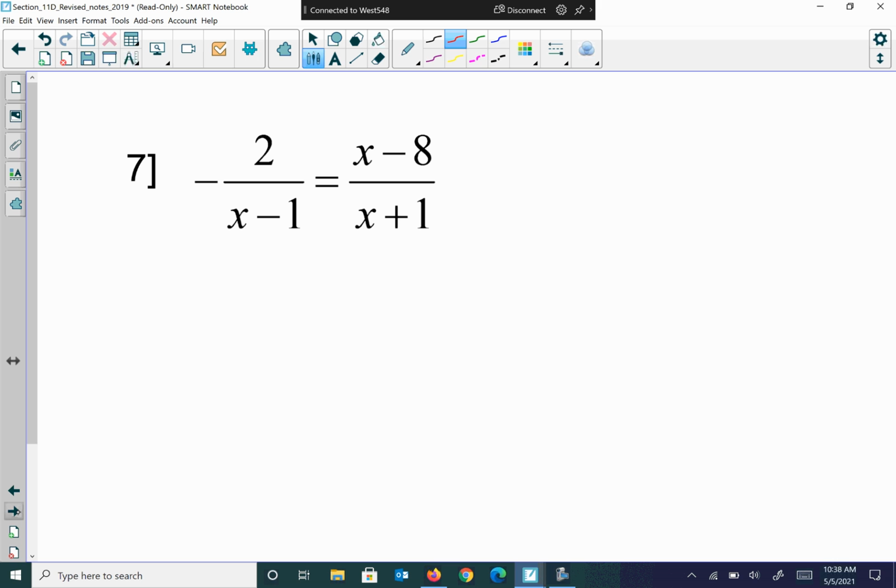Okay, fraction equals a fraction. The only thing I would recognize here is do that. So your next step is going to be this. I'm pretty sure you can do the rest of it from there. Agree?